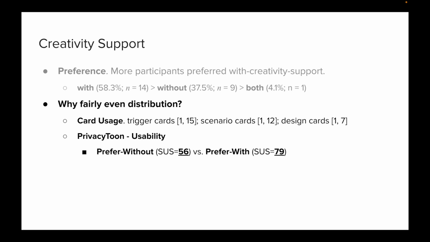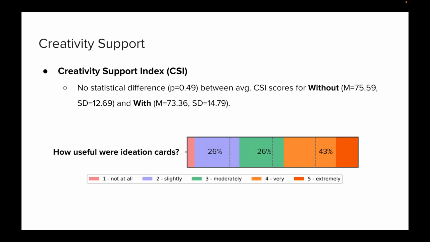Also, those who preferred without creativity support rated usability much lower at 56 for PrivacyToon, whereas those who preferred creativity support rated usability much higher at 79. The analysis of creativity support index scores and perceived usefulness of ideation cards also aligned with this finding. There was no statistically significant difference between the average CSI scores between the tools without and with creativity support. As shown here, the perceived usefulness of ideation cards was also not necessarily skewed to one side.